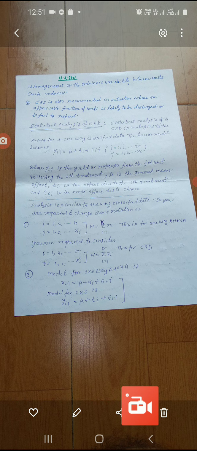In the previous lecture, we discussed the CRD, and CRD is nothing but the random allocation of the treatment over the entire field. Now we will discuss analysis. How will you analyze the CRD?